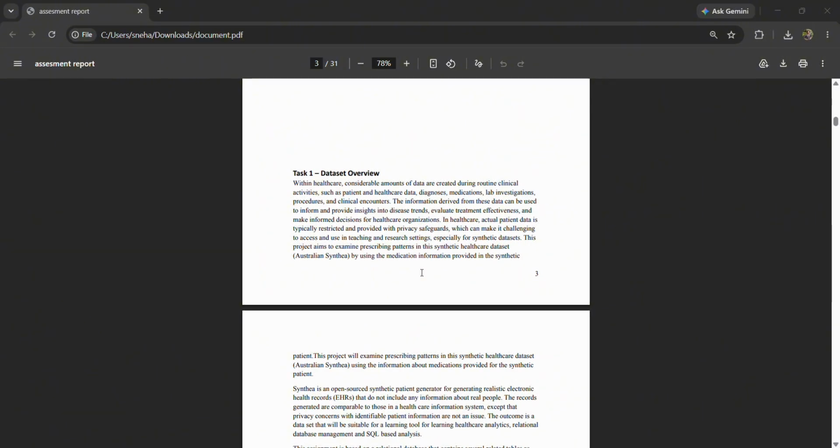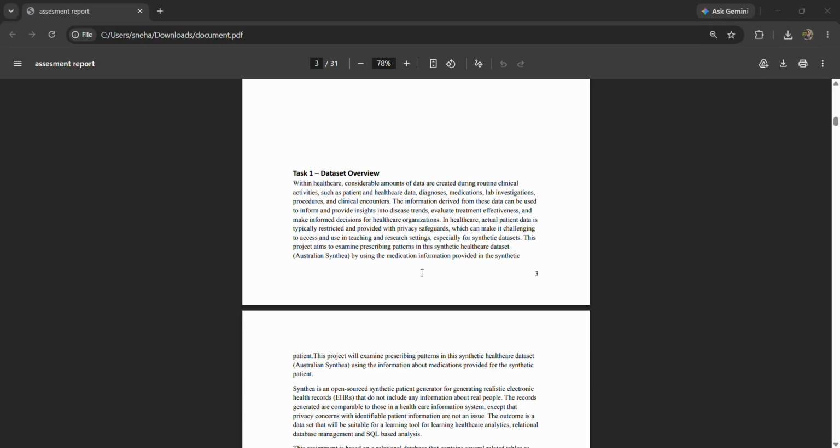This is given on page number 3. The dataset used in this assignment is Australia's synthetic healthcare dataset. It is a realistic electronic health record dataset that protects patient privacy because it contains synthetic rather than real patient information.